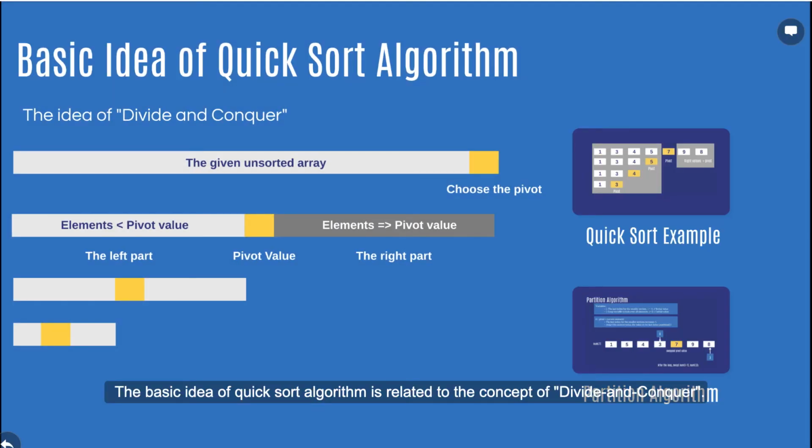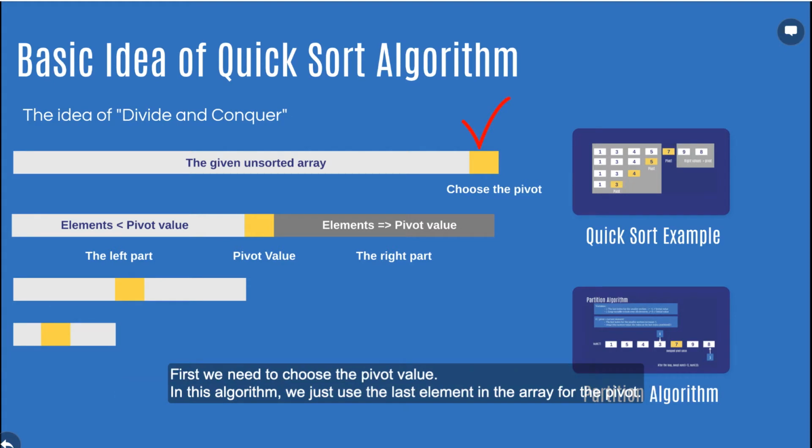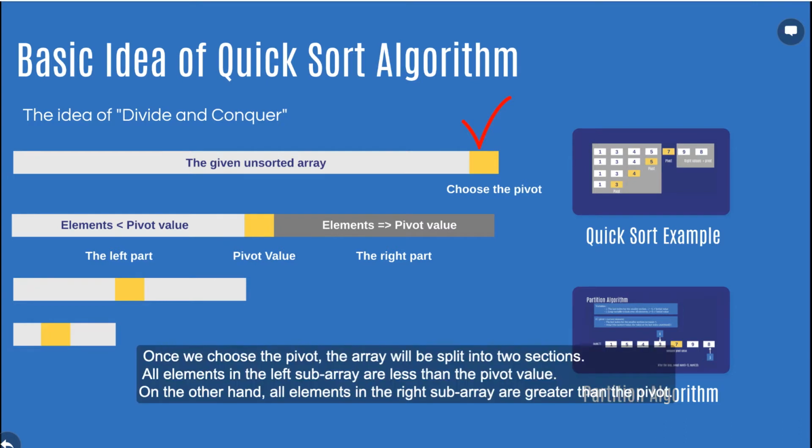The basic idea of a quicksort algorithm is related to the concept of divide and conquer. The key concept is to split the array into two sections according to the pivot value. First, we need to choose the pivot value. In this algorithm, we just use the last element in the array for the pivot. Once we choose the pivot, the array will be split into two sections.